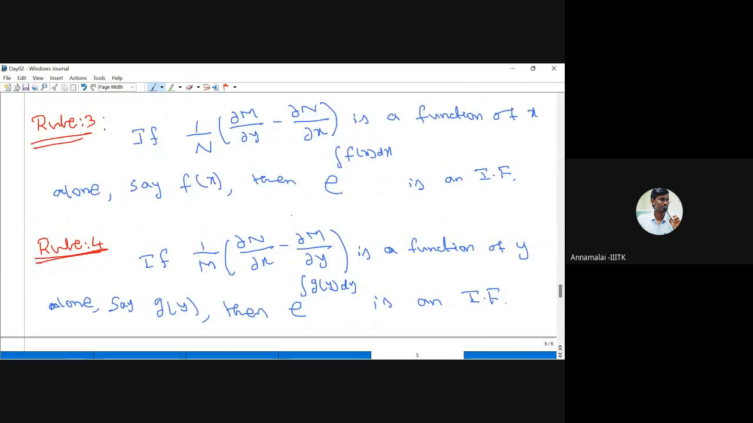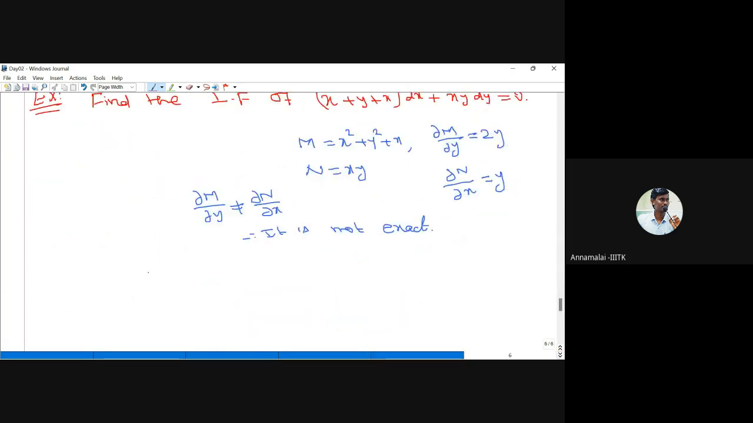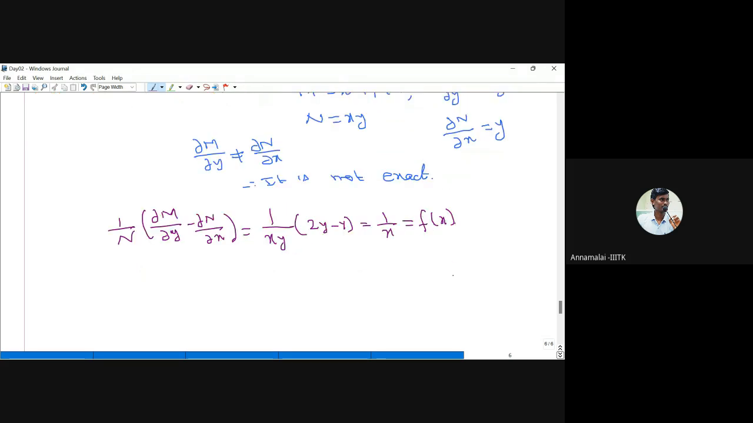So we have to divide by N times this subtraction. Already we know this is 2y minus y. So what is 1 by N times (∂M/∂y minus ∂N/∂x)? N is nothing but xy. Therefore 1 by xy times (2y minus y). Therefore the y cancels, and we get 1 by x. This is f of x. Therefore we get a function of x alone.